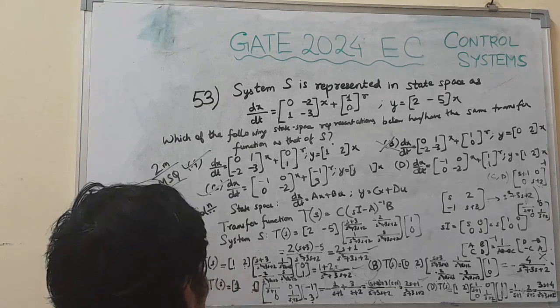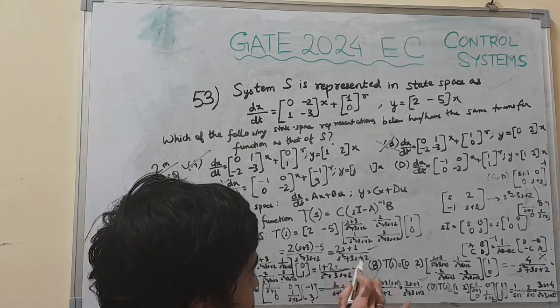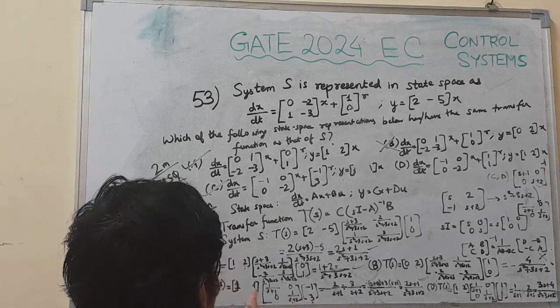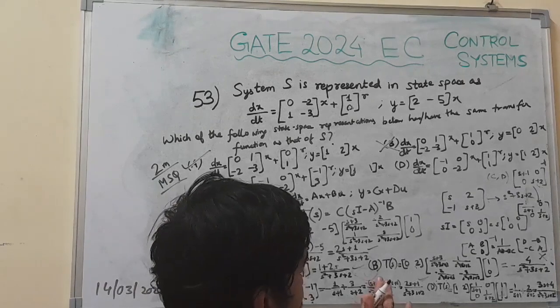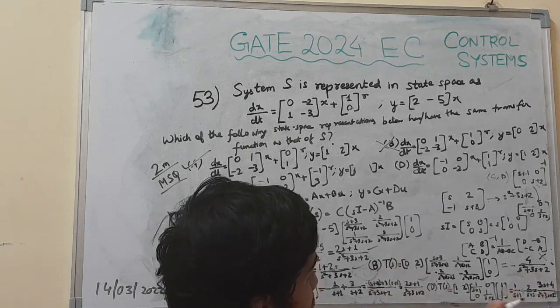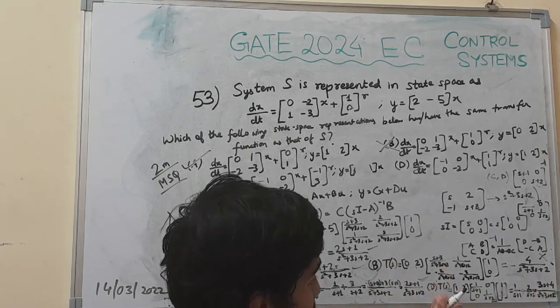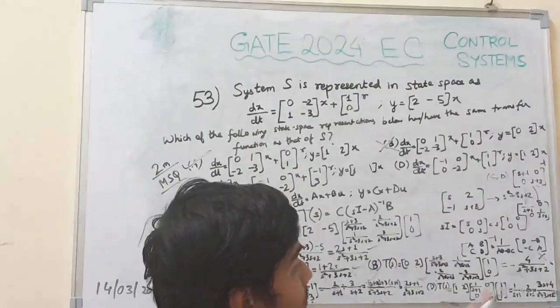So the transformation of the system S is (2s plus 1) by (s square plus 3s plus 2). This is matching the transformations of systems A and C. But the transformation of system B is minus 4 by (s square plus 3s plus 2), and the system given in option D has transformation (3s plus 4) by (s square plus 3s plus 2).